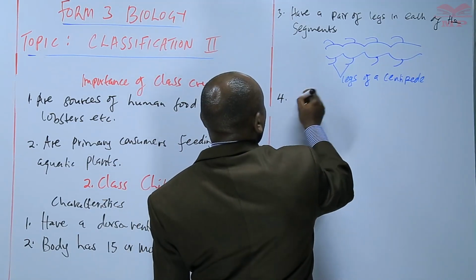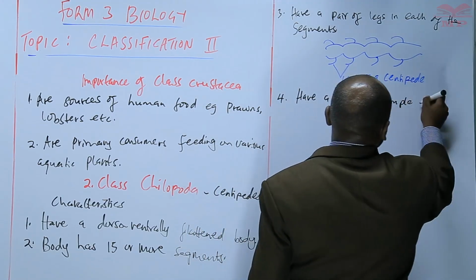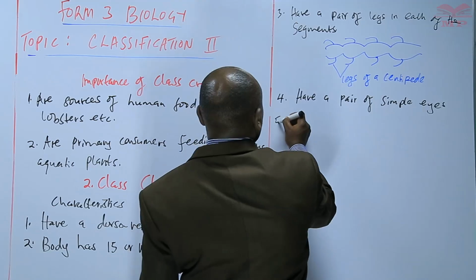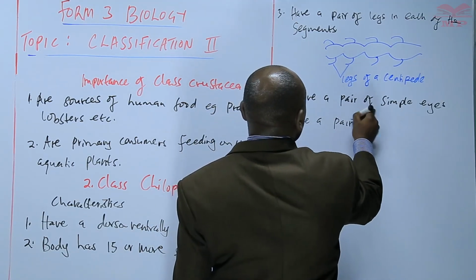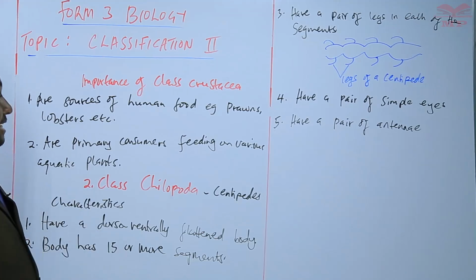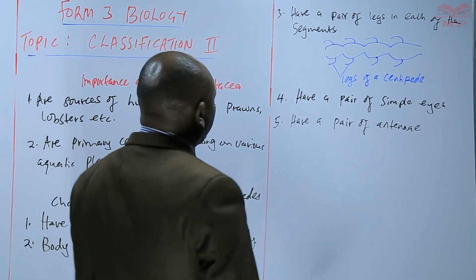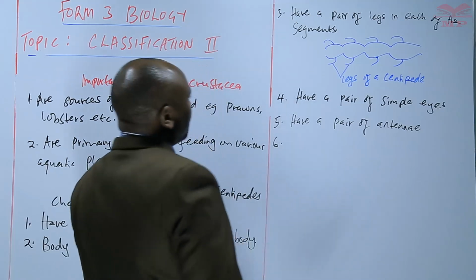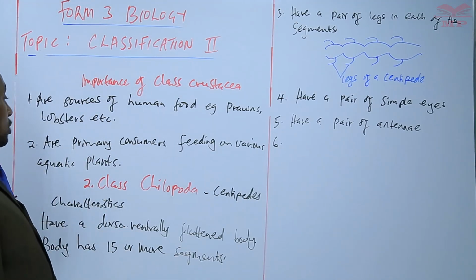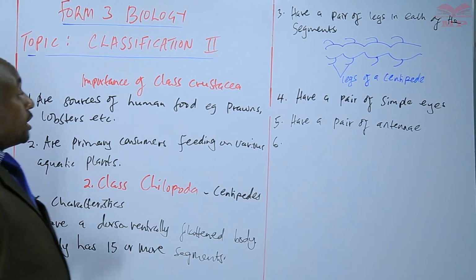Number 4, they also have a pair of simple eyes. They have a pair of antennae. We talked about the antennae being for sensitivity. A pair of simple eyes, a pair of antennae, a pair of legs in each segment, 15 or more segments, dorsoventrally flattened body.